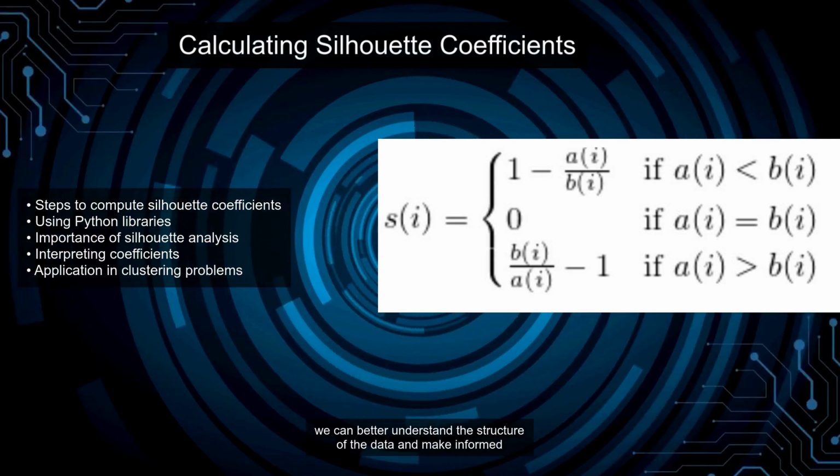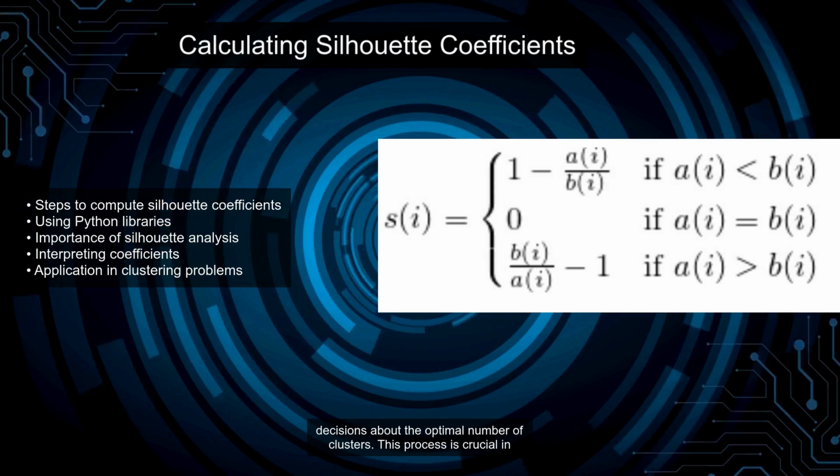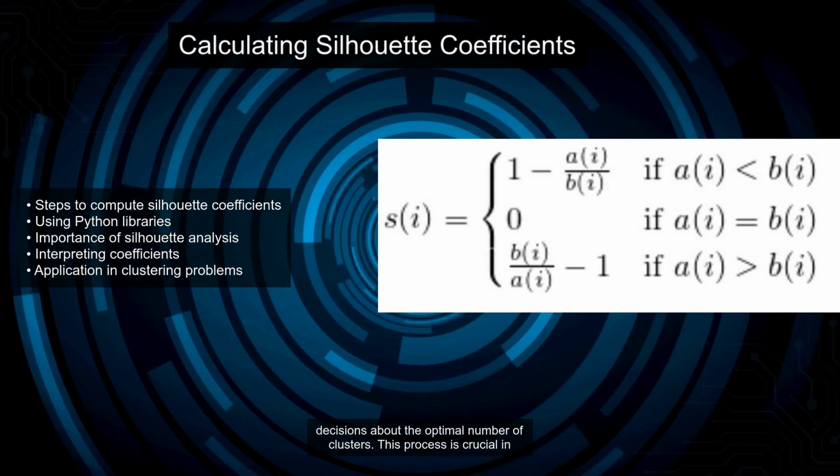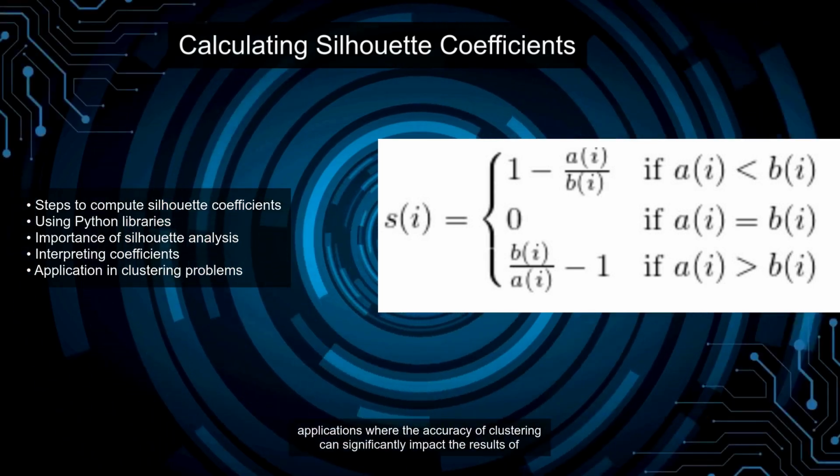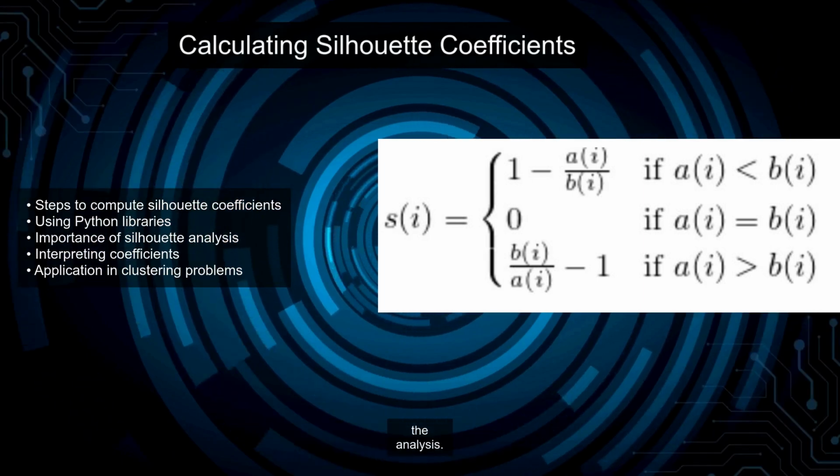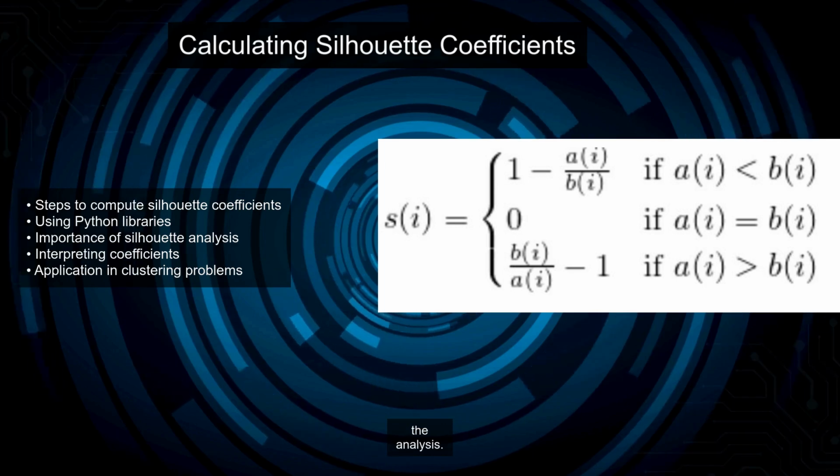By analyzing these coefficients for various numbers of clusters, we can better understand the structure of the data and make informed decisions about the optimal number of clusters. This process is crucial in applications where the accuracy of clustering can significantly impact the results of the analysis.